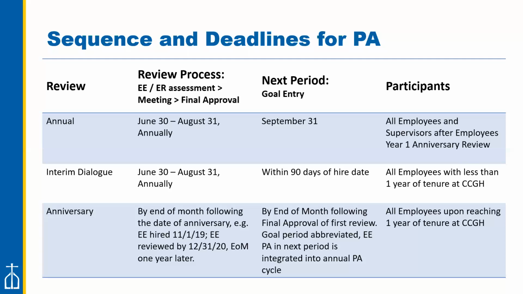By the end of the month following the final approval of the first review, new goals should be entered into the goal management or the goal group for your employee for the next performance period. So that employee understands from then on what is expected of them in that period. Okay.